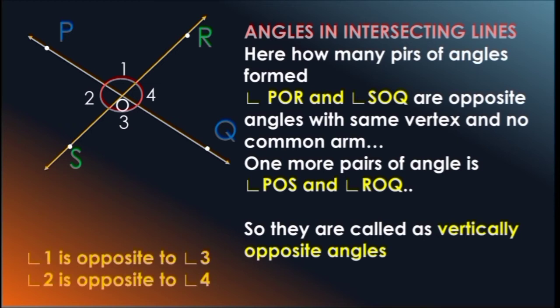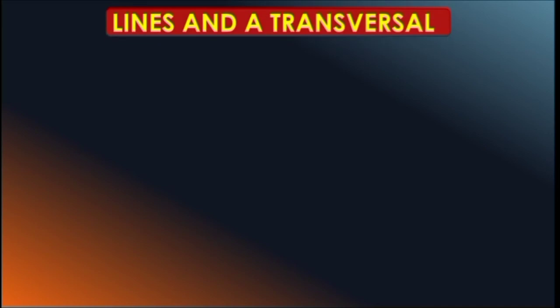So they are called vertically opposite angles. Hence, we can observe angle 1 is opposite to angle 3 and angle 2 is also opposite to angle 4. These are vertically opposite angles.